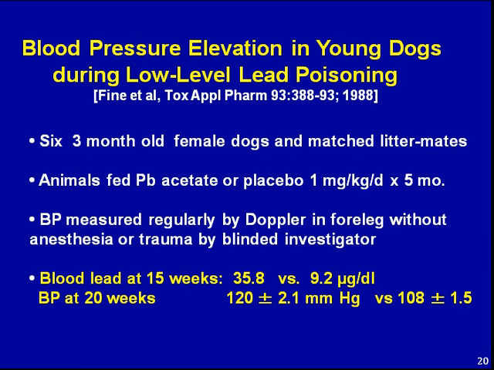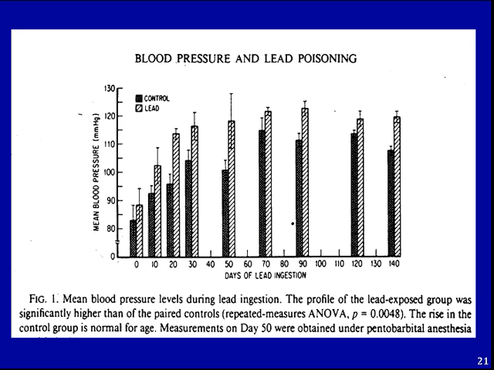The blood lead predictably rose over this period of dosing to a level of 35.8 in the dosed animals versus 9.2 micrograms per deciliter in animals exposed to placebo. And if you also note on the bottom line of this slide that the blood pressure at 20 weeks in the animals who received lead was 120 millimeters of mercury, systolic blood pressure, versus 108 in those placebo animals.